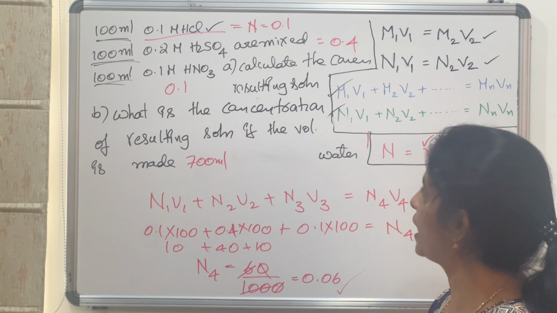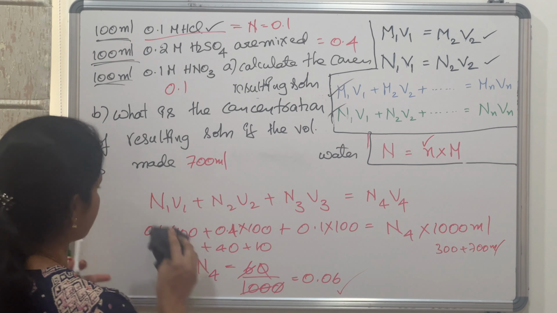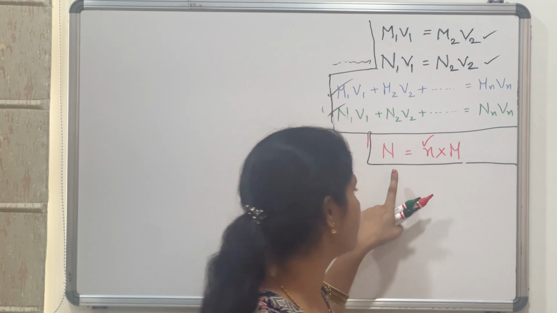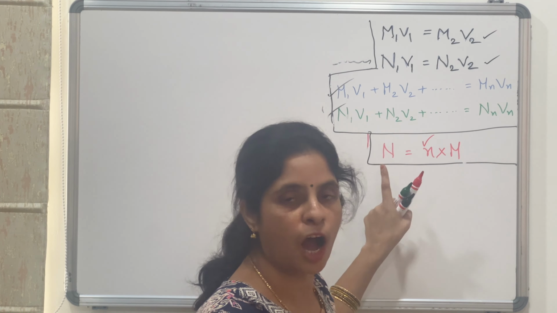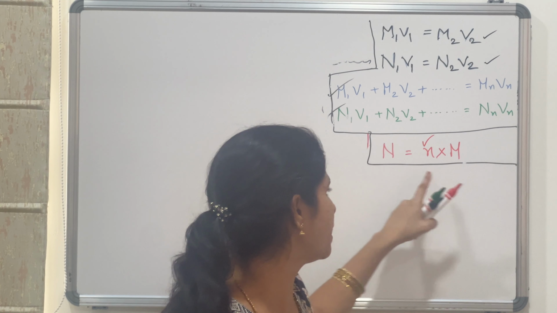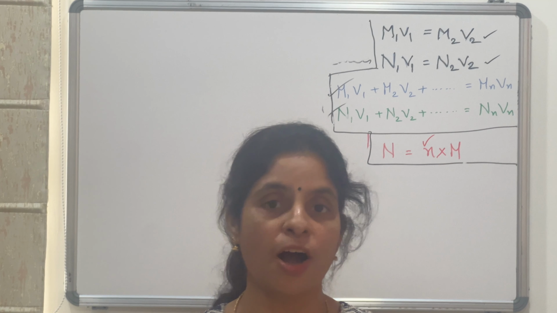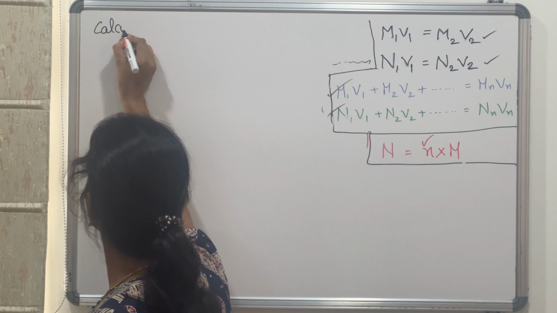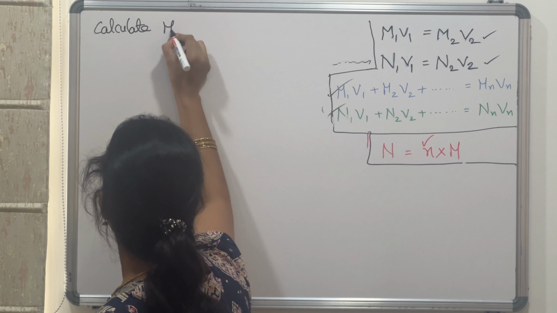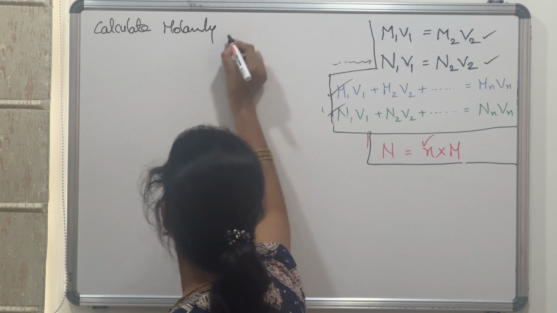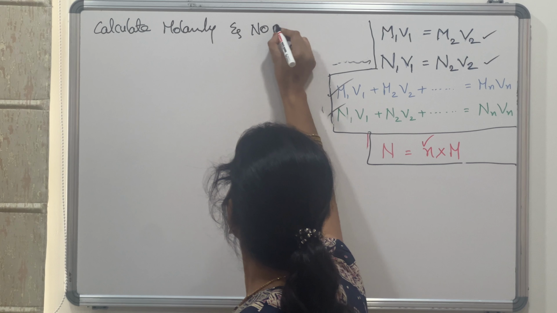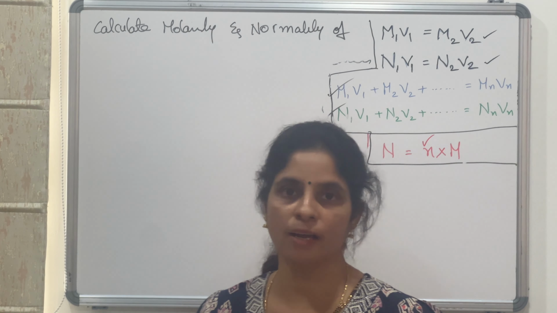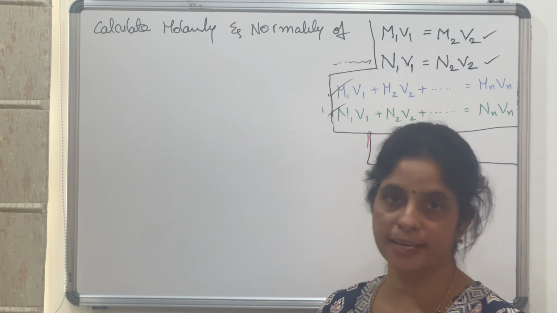Well, next let us move on to another question. I have clearly explained these relations and one master shortcut trick: how to calculate the relationship between normality and molarity with an n factor. Now I'll give you one homework question. Calculate molarity and normality. You can solve this question here itself.